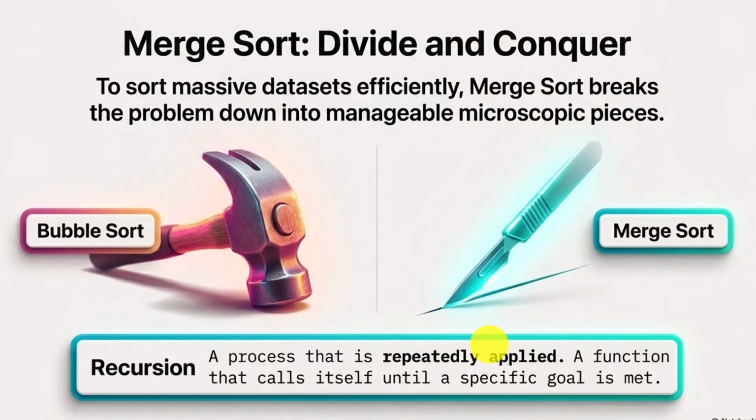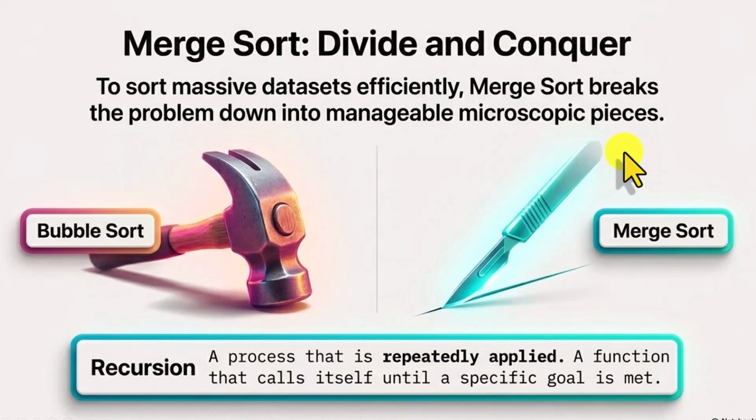The next algorithm we are going to discuss is merge sort. Merge sort is divide and conquer. To sort massive data sets efficiently, merge sort breaks the problem down into manageable microscopic pieces. Here we break the large data set into smaller pieces till we get to one element each. Then we merge them back, compare them and put them in the correct order.